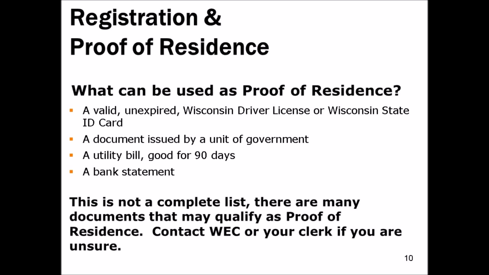No matter what document you choose, the document must include your name and your current address. The proof of residence document does not need to be a paper copy when you're registering to vote in person. You can show your election official a proof of residence using an electronic device such as your phone or tablet. Just make sure that if you're presenting it electronically, that it is easy to see on a small screen.